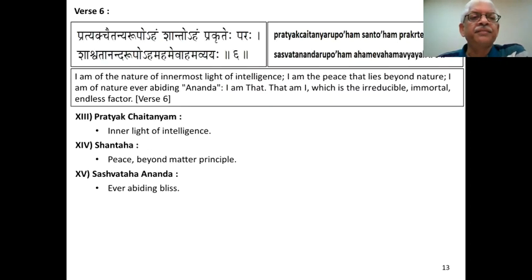The next verse, for this verse, I have another chanting here. Pratyakchaitanya rupoham, shantoham prakrite paraha, shashvatananda rupoham, ahamevahamavyayah.